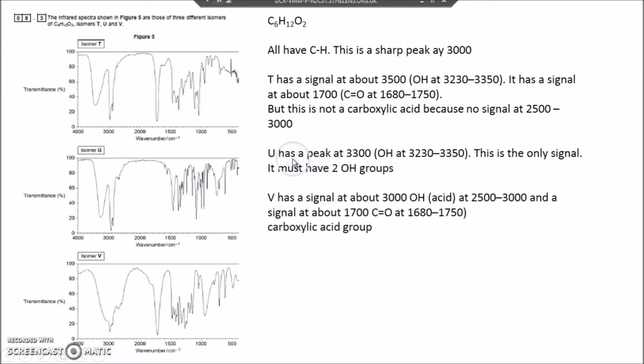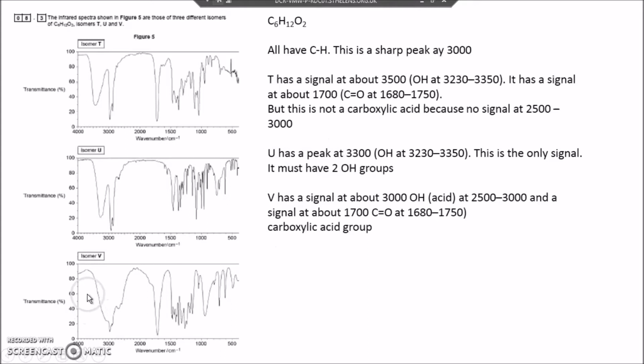The U has a peak OH here. That's a broad peak. Then it's got CH here at 3000. It's got nothing else apart from the fingerprint region. So it's only got an OH, but it's got 2 O's, so it must have 2 OH groups.